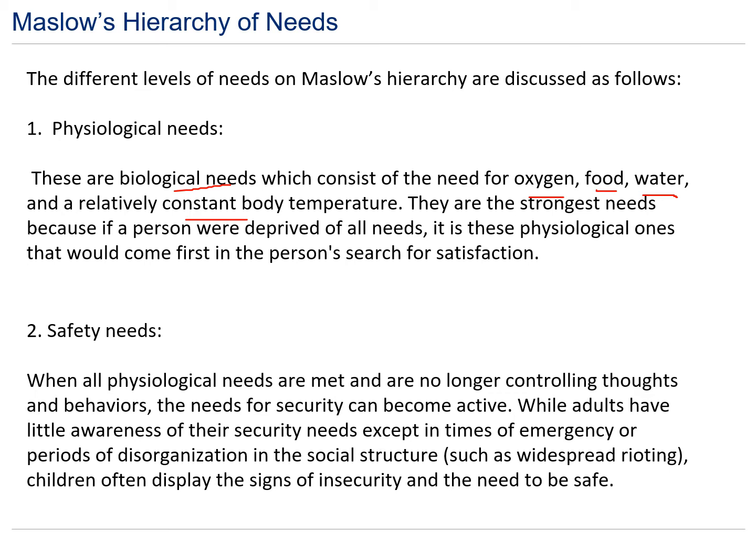The next need is safety need. Once the physiological needs are fulfilled, the next human need is safety needs. Safety needs is nothing but the need for security that becomes more active. While adults have little awareness of their security needs except in times of emergency, children often display signs of insecurity and the need to be safe.